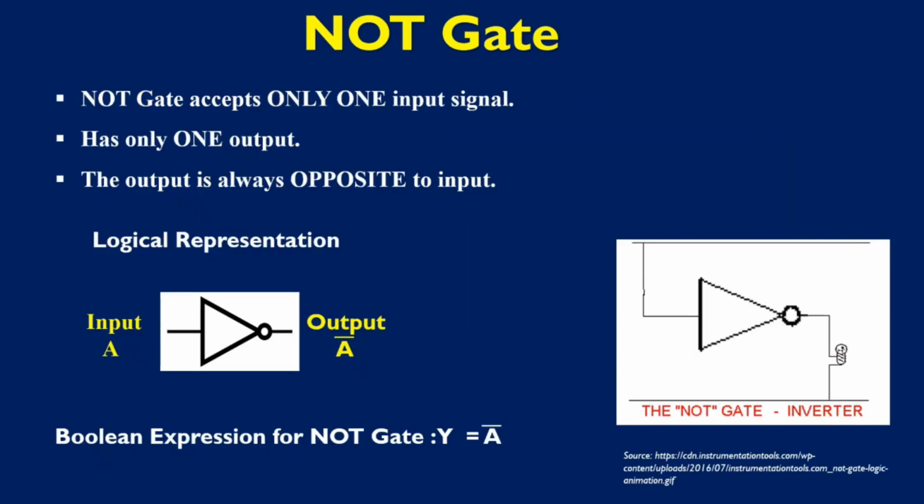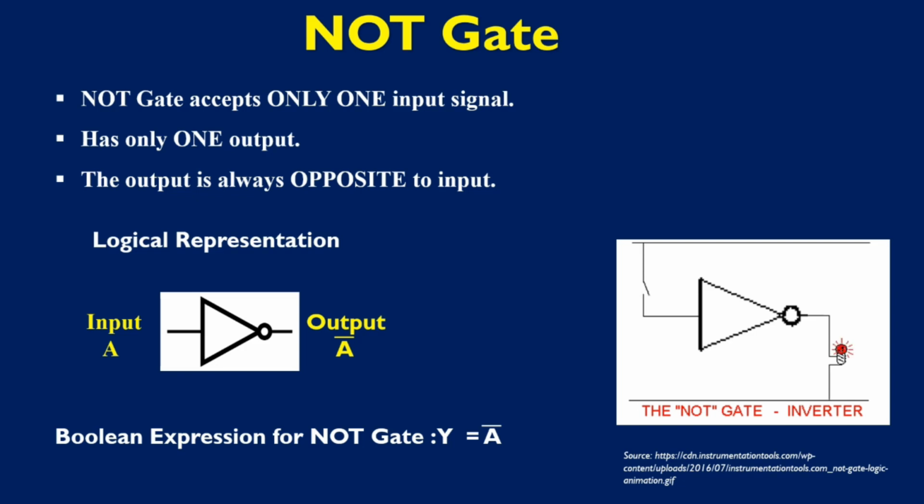The NOT gate is the basic logic gate having only one input and one output. It is called an inverter gate because it gives an output that is always opposite to the input. That is, if the input is high, the output will be low, and if the input is low, the output will be high. A bar is used to show the NOT operation.